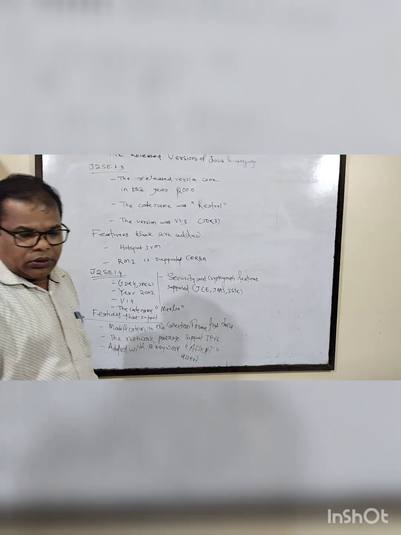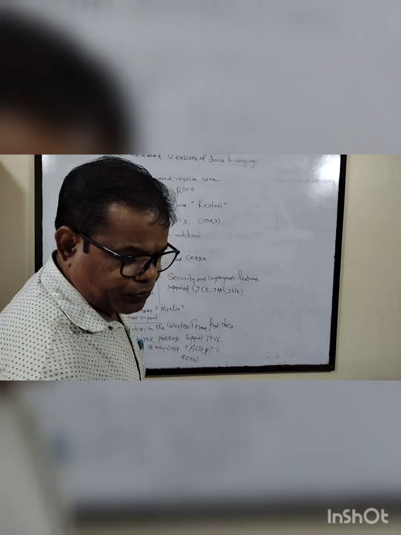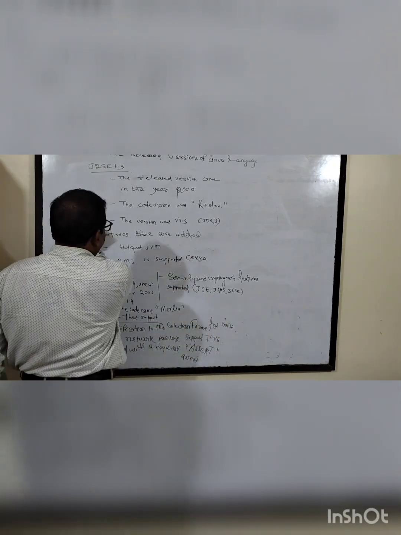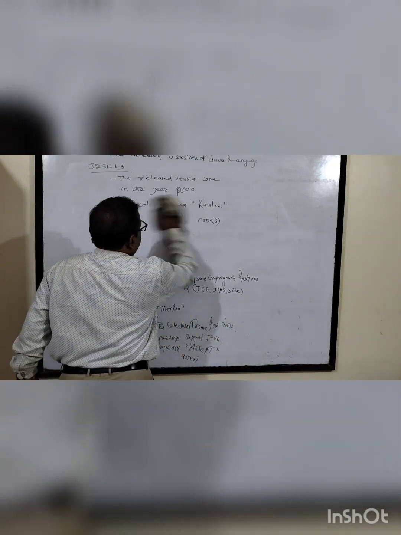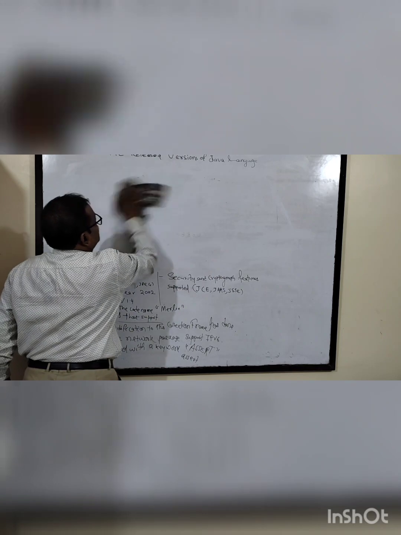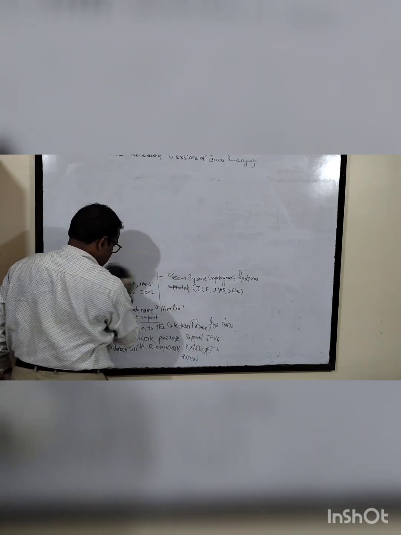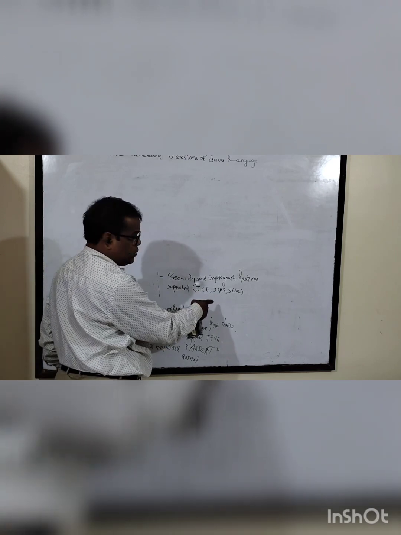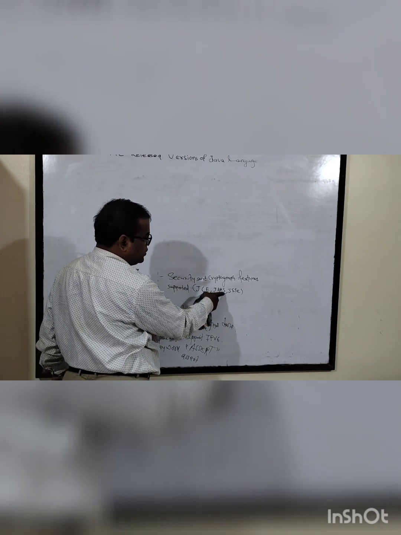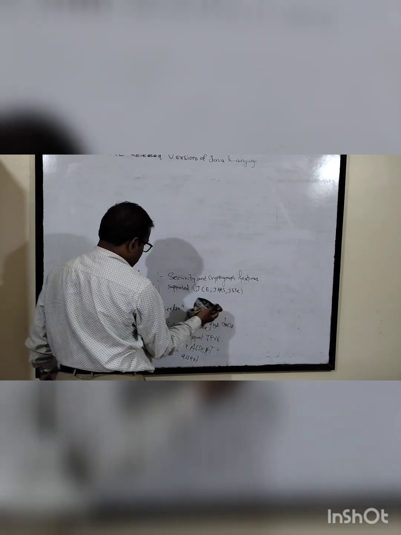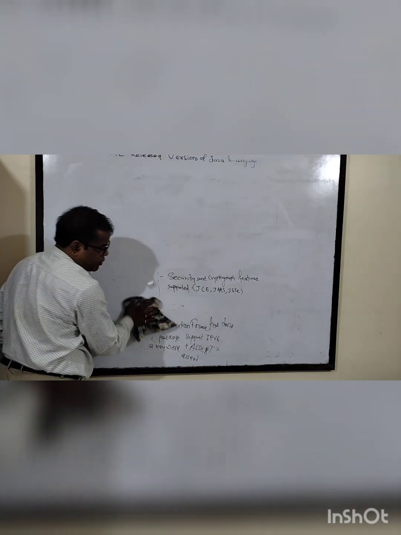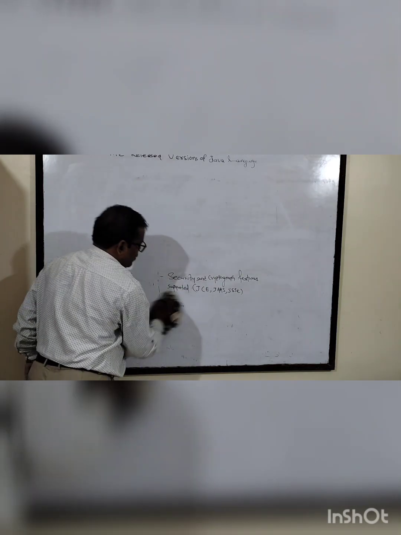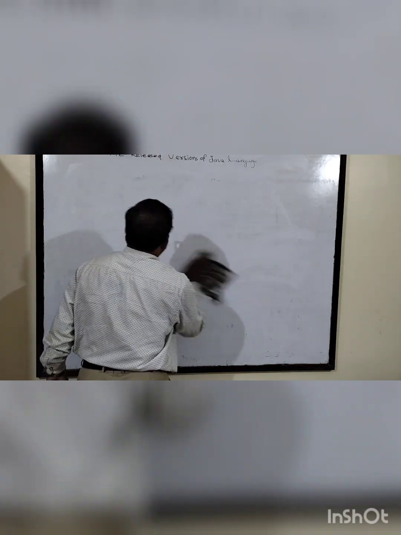Then we discuss the next category. What is that next category? We will see here: the release versions of the Java language. JCE, JAAS, JSSE: these are the security and cryptography features added to Java 2 Standard Edition 1.4. Right, that is the concept.